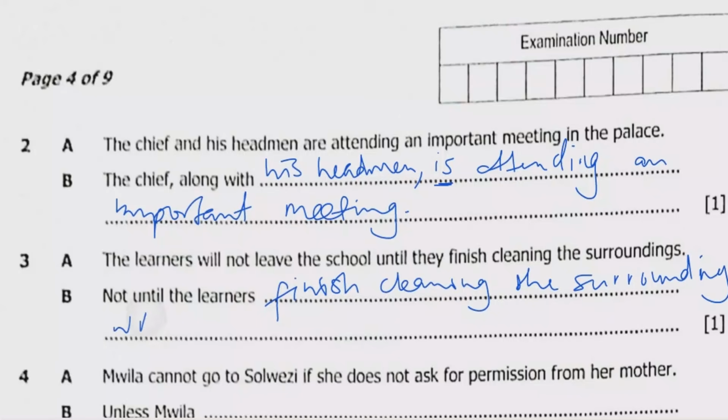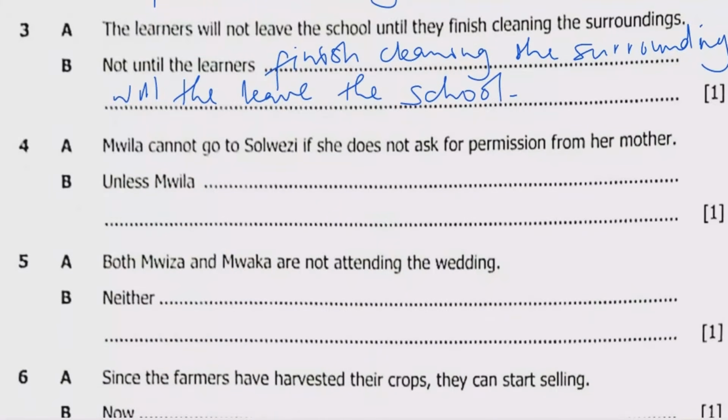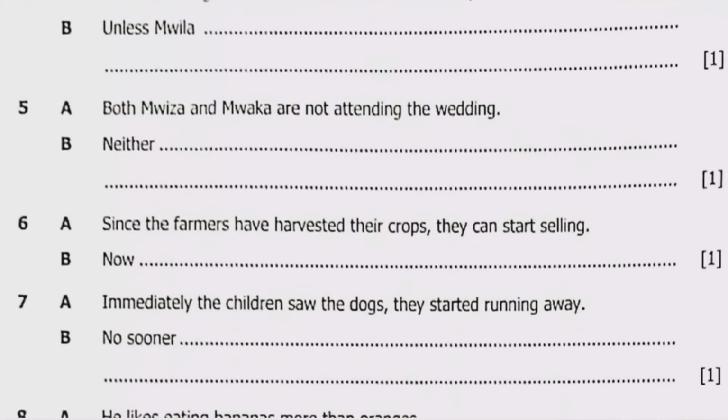will they leave the school. So for the learners to go, they need to finish cleaning the school surroundings. If they don't, they are not going. Okay, so that is the answer. We come to number 4.